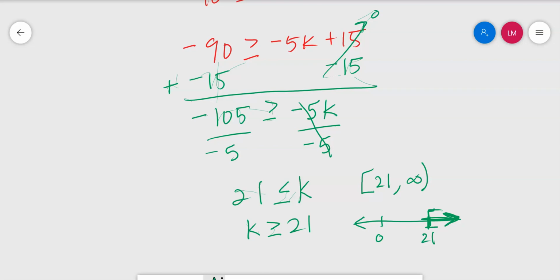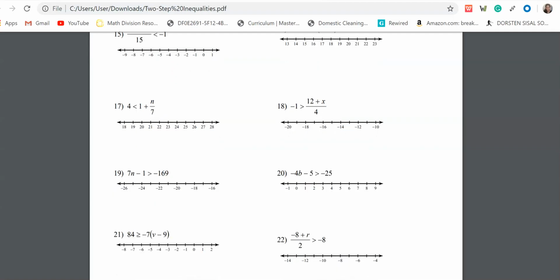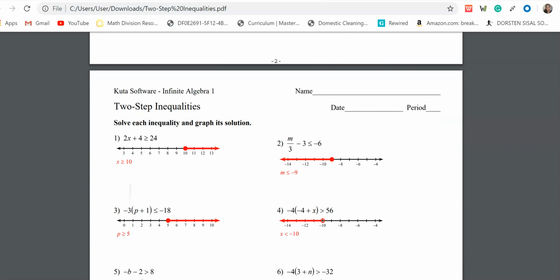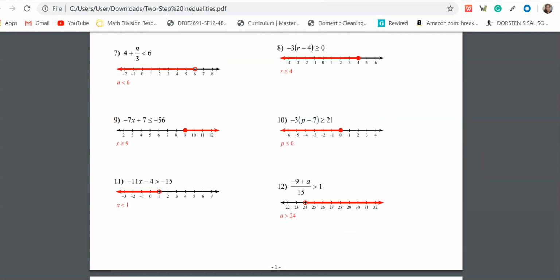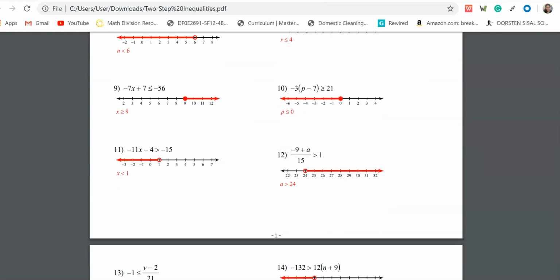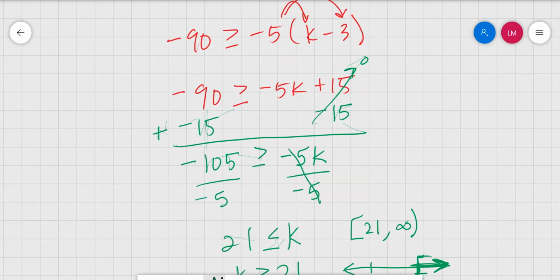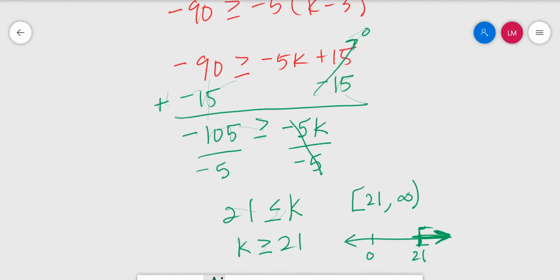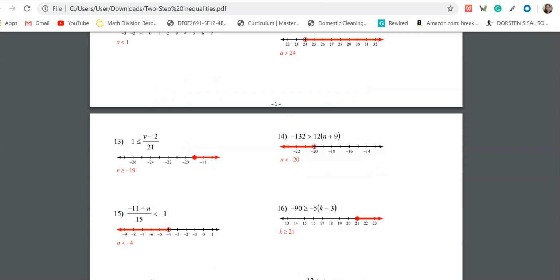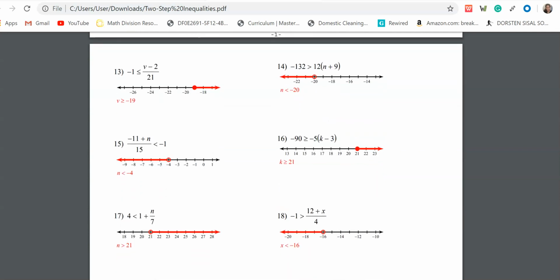Hopefully this makes sense. Don't forget that on the worksheet, if you go to the bottom 2 pages, there are the solutions, and we can check ourselves. So like that one that we just did right now. This was, I believe, number 16. So see how they got k is greater than and equal to 21. All right, so you can check these, but remember, we're not doing open and closed circles. Remember, open circles get parentheses, closed circles gets brackets.